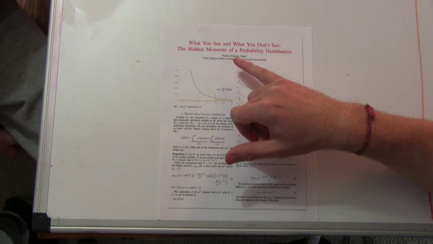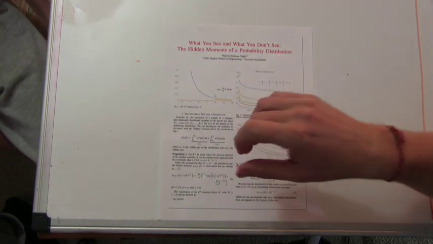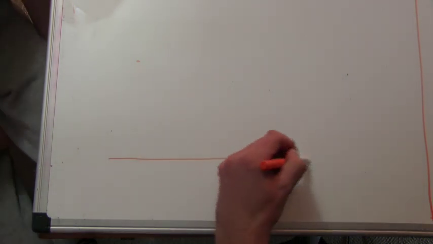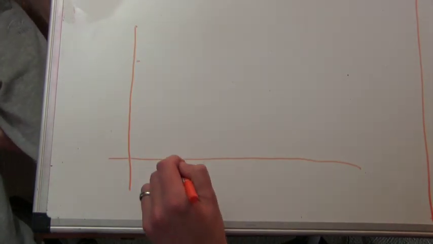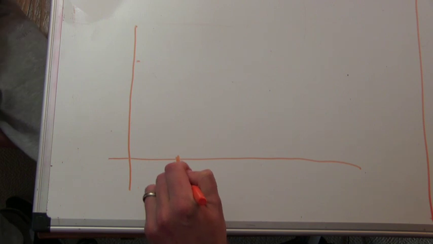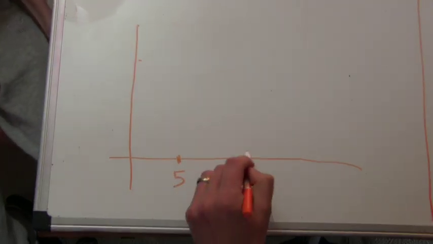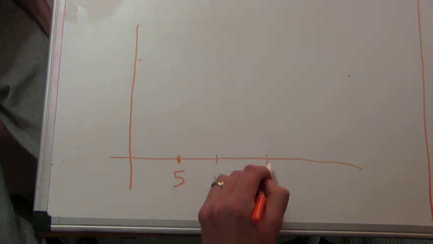So the title of his paper is What You See and What You Don't See, the Hidden Moments of a Probability Distribution. And the problem he's studying here, if you remember the graph of what our coupon collector problem, the number of trials looked like. So here was 5. And let's say here was, I better draw it a little more smushed together.